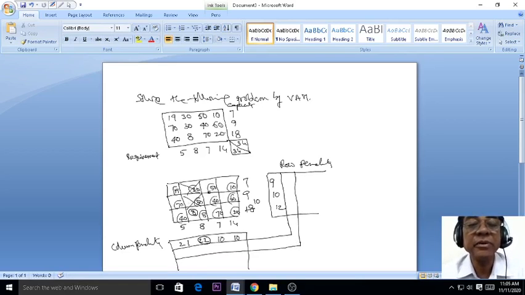Again select. What is the minimum element? 10. Next minimum element 19. The difference is 9. First the 40, next 60. Difference is 20. Next 40 and 20, 20. In this way, 19 and 40, 21. And this is over.